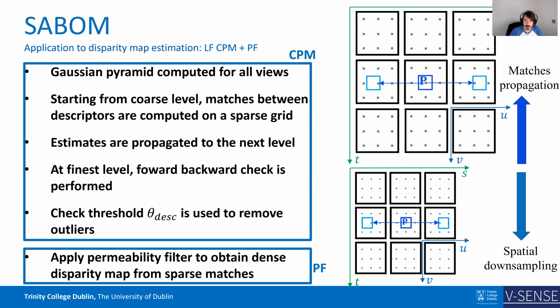So this is an overview of the framework. And the output of the CPM is a sparse set of matches. First, because the matches are computed on a fixed sparse grid, but also because we can eliminate matches for which the distance between descriptors is considered too high. And this is controlled by a check threshold parameter called θdesc. And the last step to obtain a dense disparity map after CPM is to apply an edge-aware guided filter on the sparse matches. And for that, we used the permeability filter.